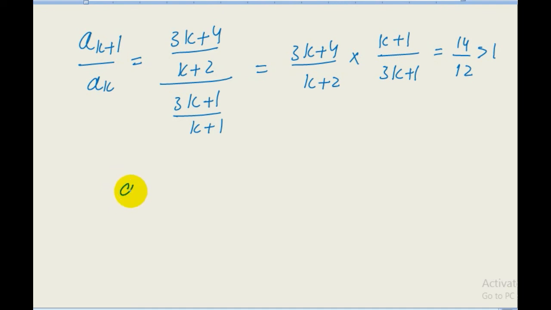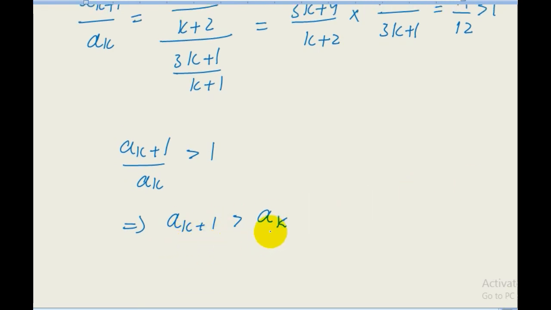Here ak plus 1 upon ak is greater than 1, which implies ak plus 1 is greater than ak, which implies the series is not decreasing. So the first condition is not satisfied. For convergence, both conditions must be satisfied. So in this case, this series is divergent, which implies the given series diverges.